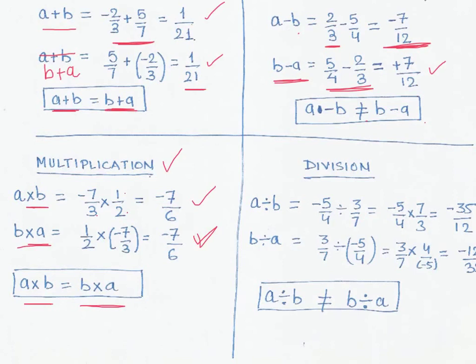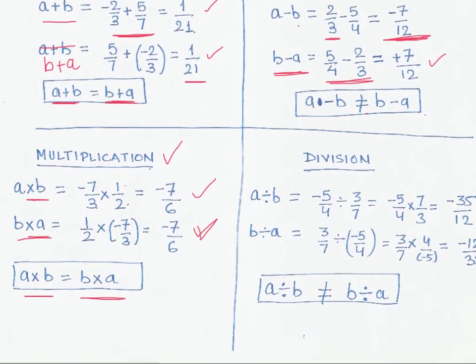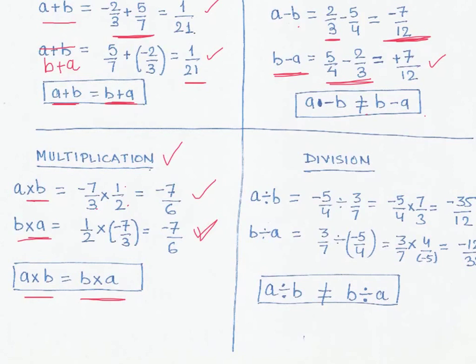Now let us look at the property of division, which is shown over here. So what we do in this case is take any two numbers like we discussed earlier. So we have a divided by b. Let's take minus 5 by 4 divided by 3 by 7. And as we discussed earlier, you can convert a division into a multiplication problem by just exchanging the numerator and denominator. So this becomes minus 5 by 4 multiplied by 7 by 3. You can see that I have changed the numerator and denominator.